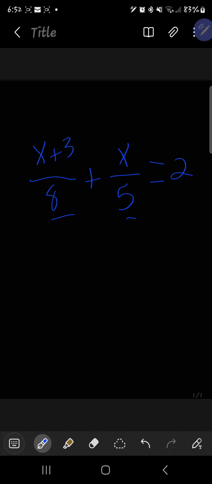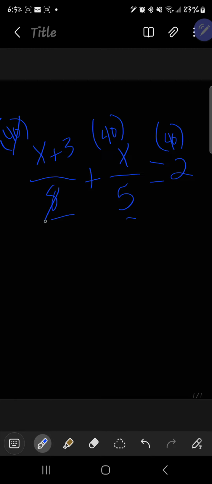So in this video we're going to solve for x. I've got (x plus 3) over 8 plus x over 5 equals 2. My first step is going to be to get rid of the fractions. I do not want to deal with fractions. So my least common denominator is going to be 40, and I'm going to multiply everything by 40.